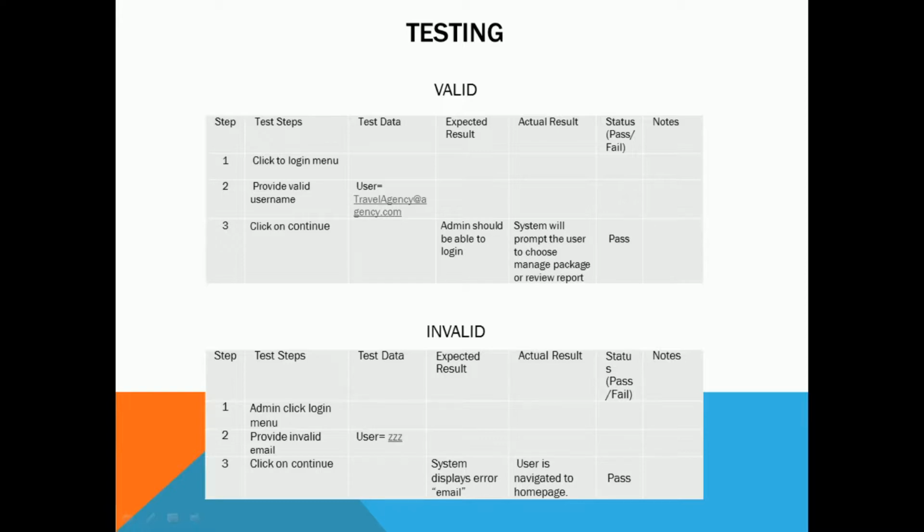And then the invalid one is the admin clicks the menu, but gives an invalid email, which is ZZZ, and it will display an error email. And then the actual result is the user is navigated to the home page, and it will pass. Okay, so I think this is all for the use case of login. Later, I will show you the prototype of the login.